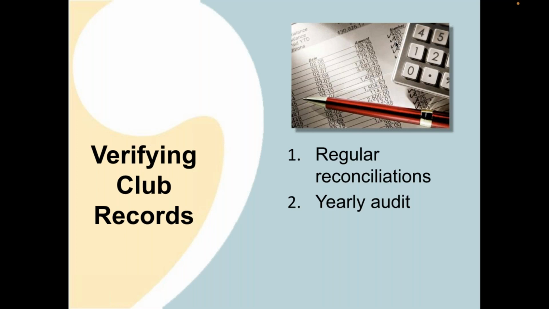Second, club members other than your treasurer should perform a records audit each year. This will reconfirm that all the information that will be used for preparing your tax returns is correct and that your club accounting is correct. The audit confirms additional information that the regular reconciliations may not pick up.